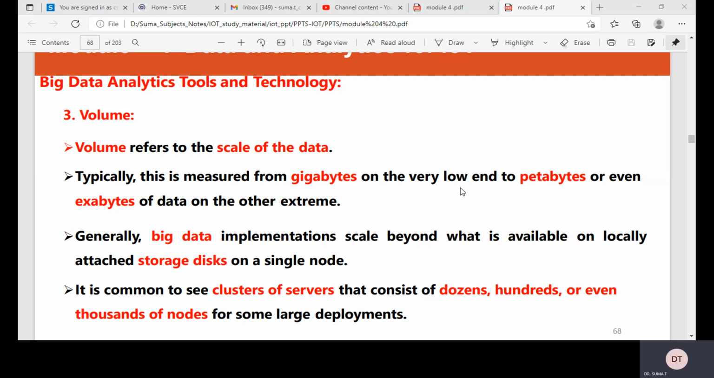Generally, big data implementations scale beyond what is available on locally attached storage disk on a single node. It is common to see clusters of servers that consist of dozens, hundreds, or even thousands of nodes for some large deployments.